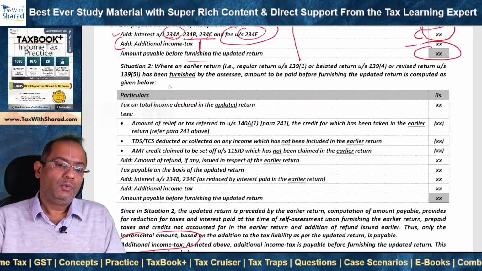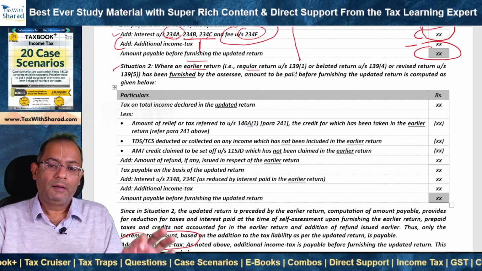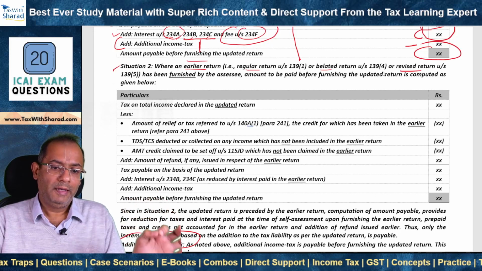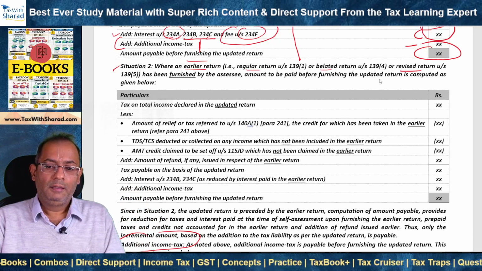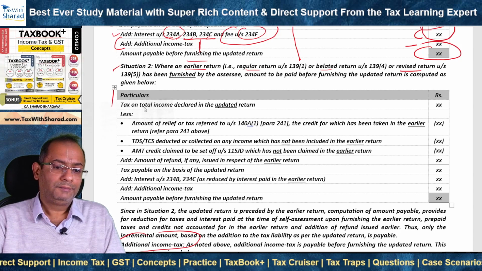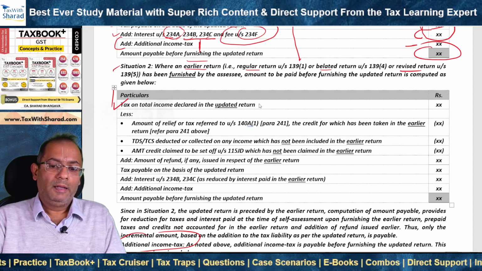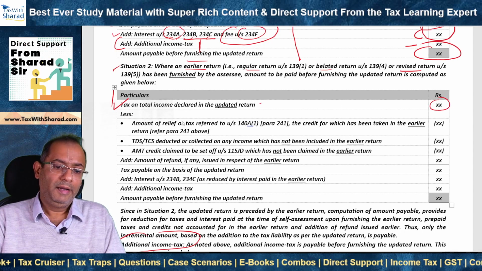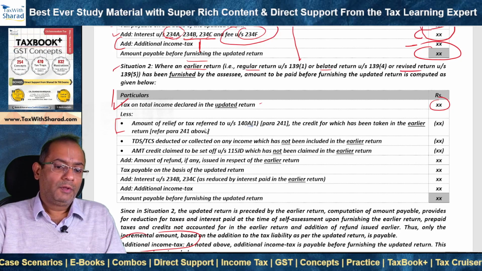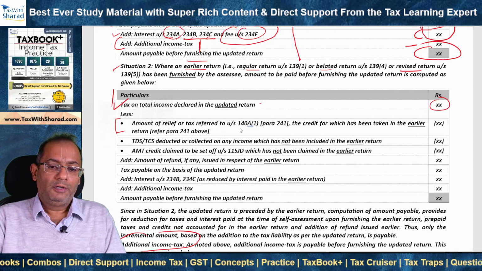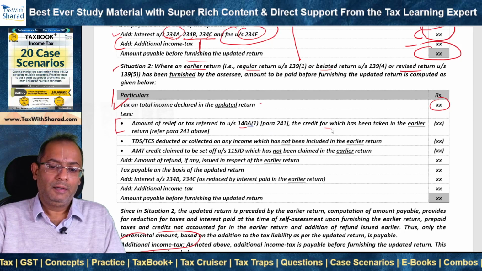Now situation 2 is a situation where an earlier return has been furnished, which could either be a regular return or a belated return or a revised return. In such case, how will the amount be computed before furnishing the updated return? Let's see the table. Firstly, you will compute the tax on total income declared in the updated return, right? From this, you will reduce the amount of relief or tax referred to in section 140A, the credit for which has been taken in the earlier return, right?